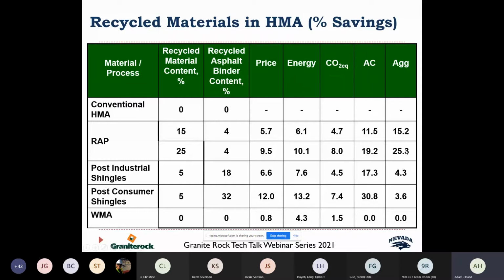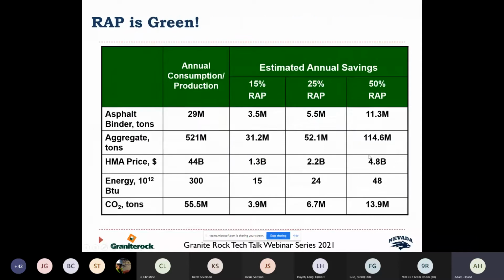Then we'll go through the numbers, but the point here is, if you think about sustainability and the triple bottom line and the FHWA policy, RAP is green. It fits all of those. Now, this was done when we were producing about 550 million tons of hot mix a year. So this is asphalt binder tonnage, aggregate tonnage, the price of hot mix at that point in time, and then energy consumption and CO2 emissions in terms of tons.